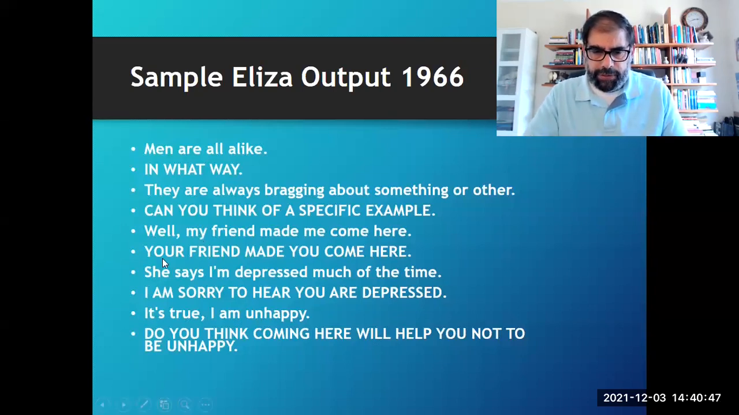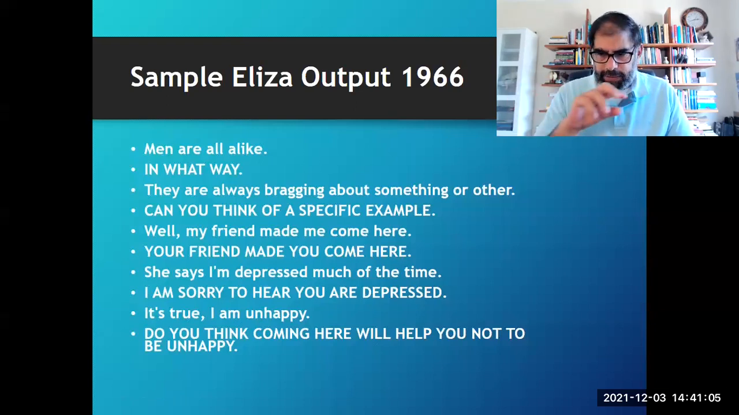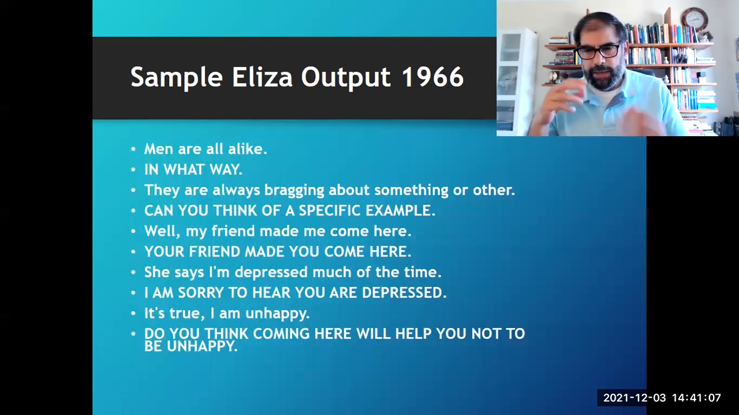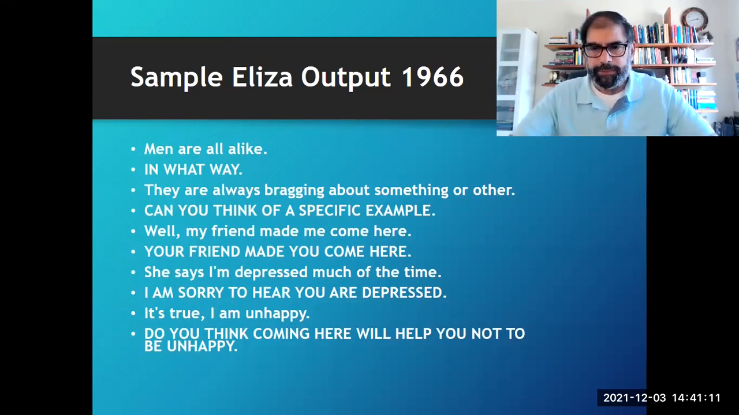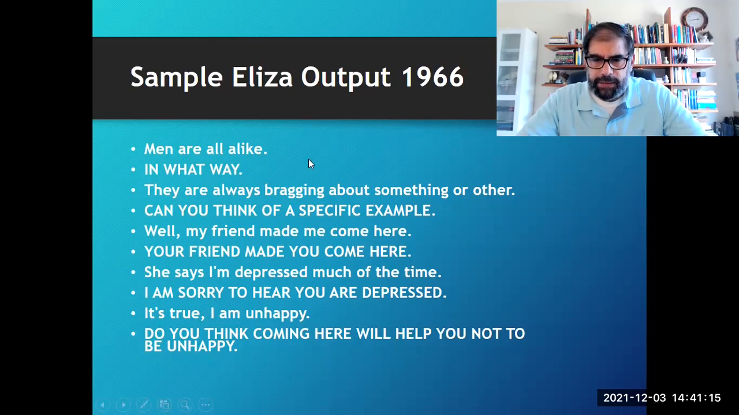So "my" has been changed to "your," "friend" remains the same, "made" remains the same, and "me" is changed to "you," obviously, and "come here" remains the same. So this is another technique. So ELIZA was made up of many such techniques which would just examine the structure of the sentence, and from that use the ready-made response, right? So this was back in 1966. I would say quite impressive for that time.